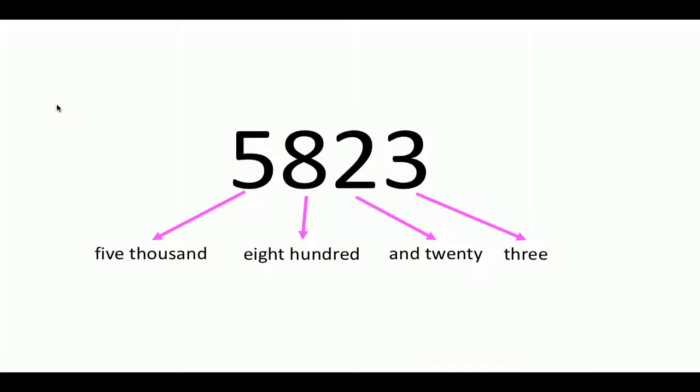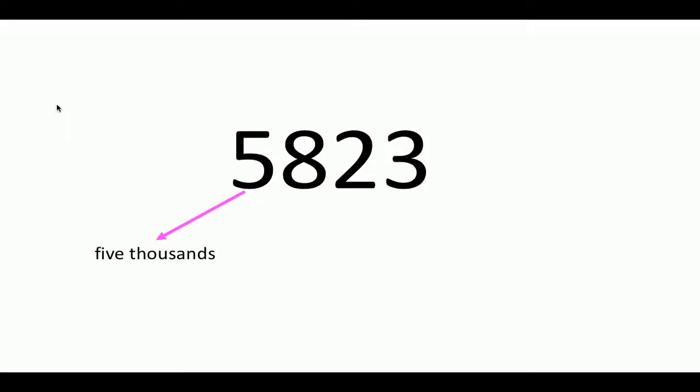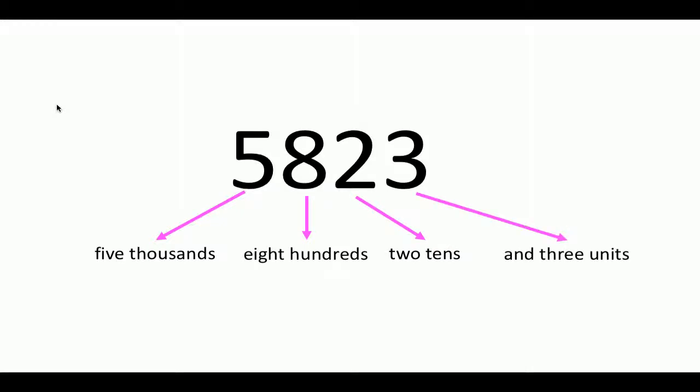And when we're teaching children to count, we usually say 5,000s, because there are 5 of them, 800s, 2 tens, and 3 units. Now there isn't really a nice name for this. I hate the word unit, but ones, I suppose you could say. But we usually say 3 units. And we use those special blocks to teach children.